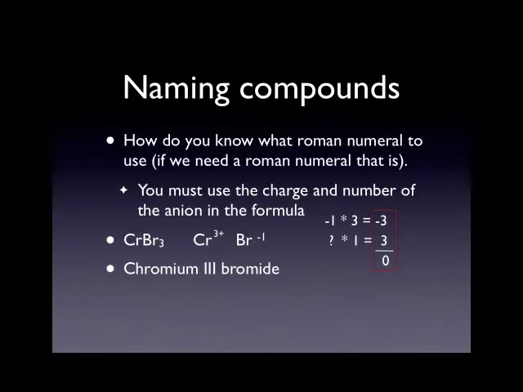If you're looking for a set of rules, write this down if you would like. The Roman numeral comes after the anion, and the Roman numeral number is the charge.